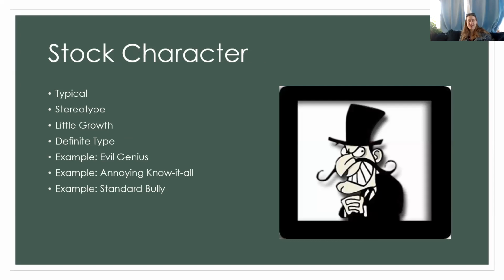A stock character is a highly typical or stereotypical character. They're recognized easily across storylines and genres because you've seen them so many times before. Think of the evil genius, the annoying know-it-all, the standard bully. They have little growth in the story, and they fit a definite stereotype.